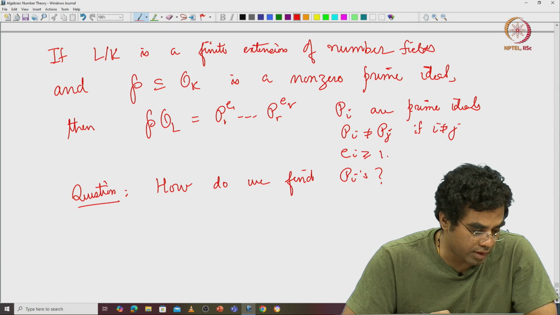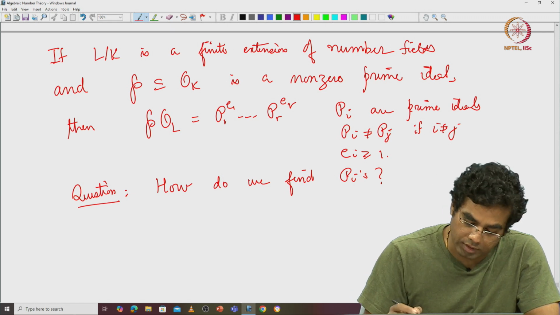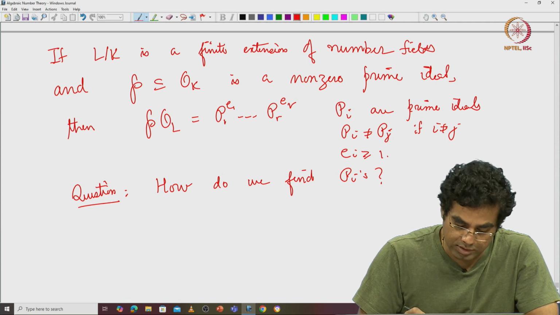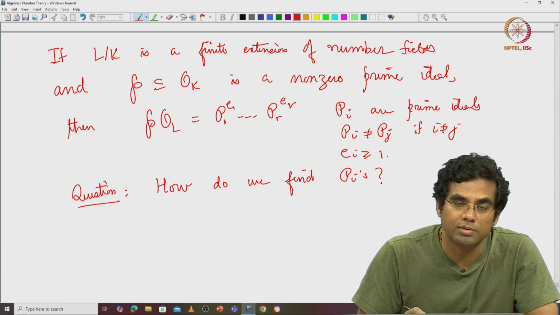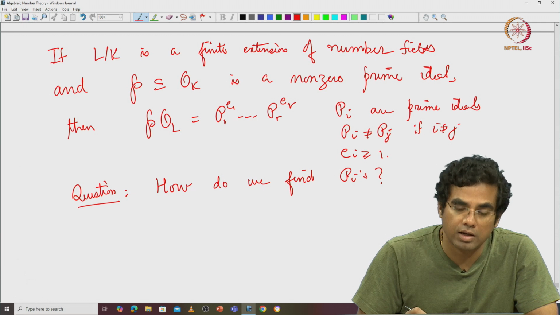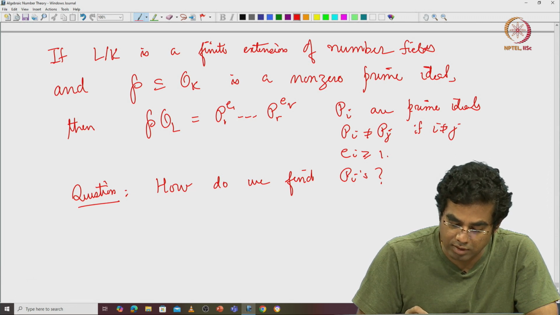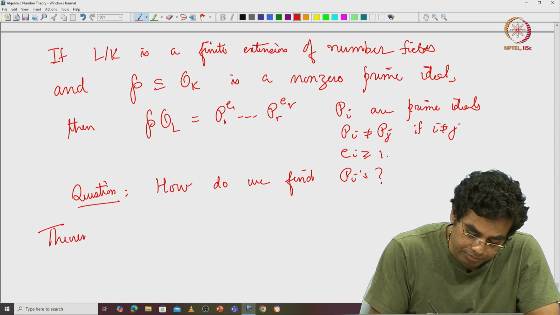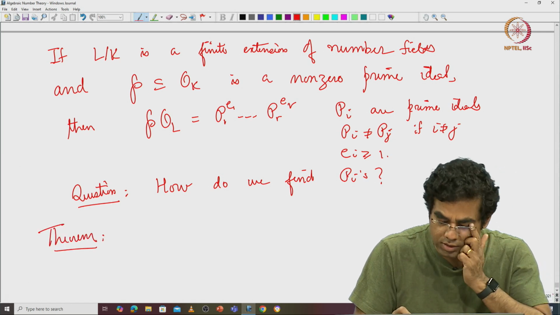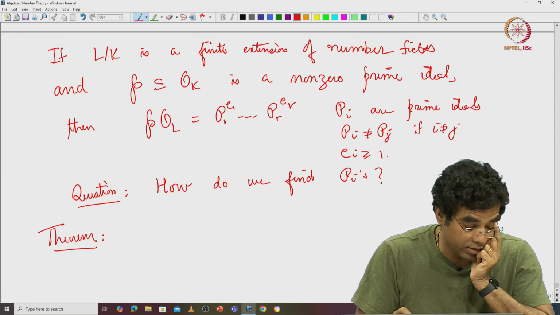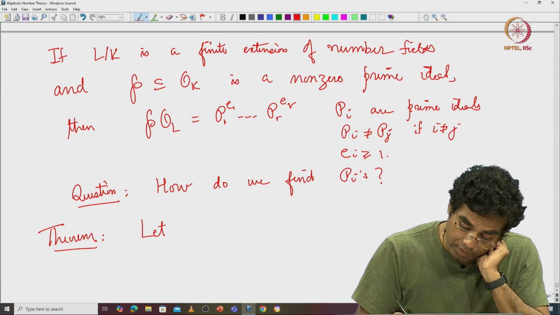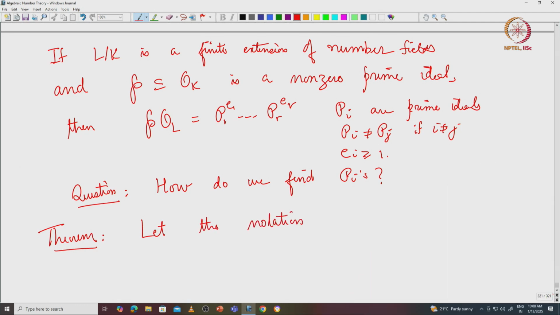Okay, so what we are going to do is more or less find an algorithm to do this. It is not a complete algorithm the way I present it, but there are ways to get algorithms that give this in a finite number of steps. We start with the following theorem. This is the question that we are going to answer today, but we start with the following theorem. Let the notation be as above.